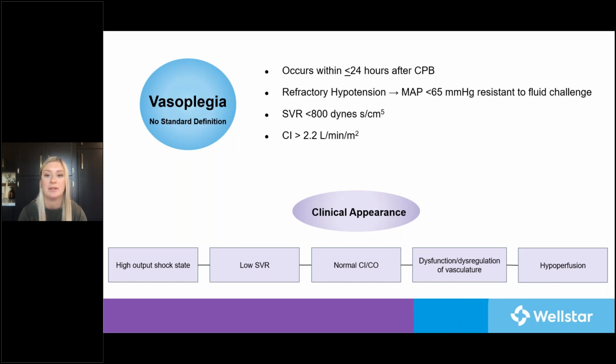So again, having that low systemic vascular resistance and the normal or high cardiac index, cardiac output. So it's not actually the heart that's impaired, it's the vasculature that's dysregulated, dysfunctional, causing that vasodilation and ultimately the hypoperfusion.